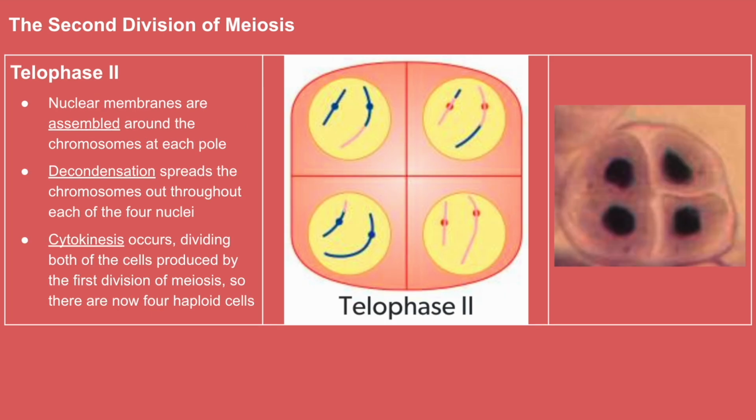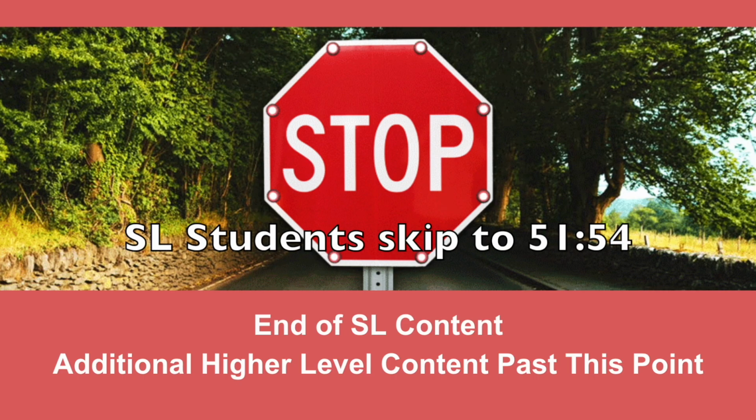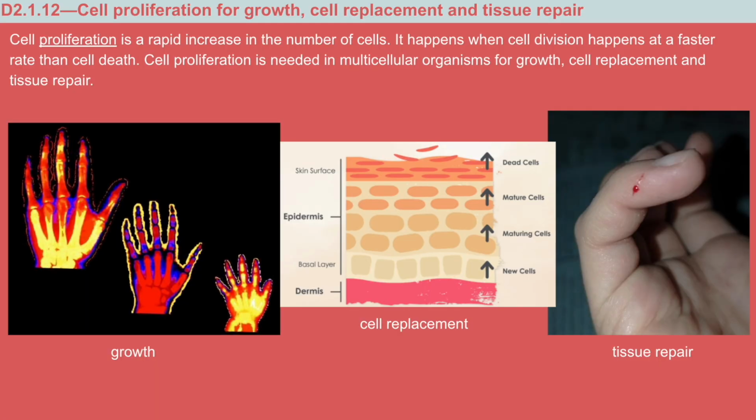And at the end, okay, we are left with telophase 2. We have reformation of the nuclear membrane. Our DNA is going to decondense. Cytokinesis occurs, and we now have a total of 4 daughter cells. Each one has half of the genetic information as the parent did. All right, this is the end of SL content for D2.1. Let's continue with HL content.